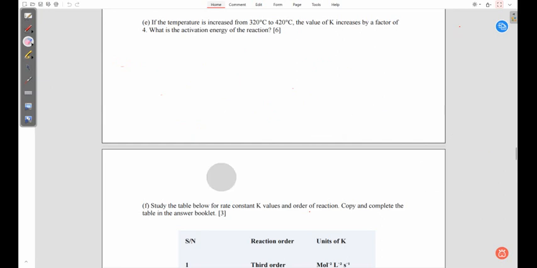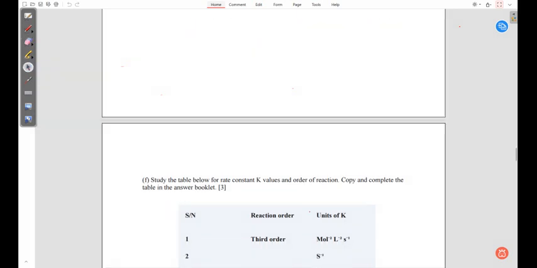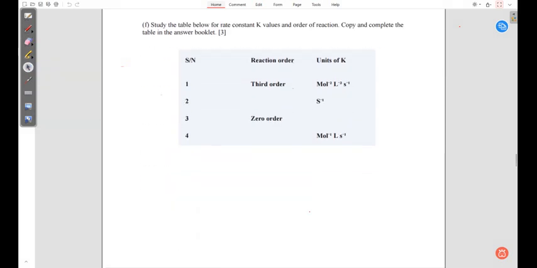Okay, that's how you handle Ea. And then finally, the last one under this question is where they want you to study the rate constant units in comparison to the order of the reaction. So I gave you a shortcut. I said molar raised to the power 1 minus n, second negative. This gives you the units. So for the first one, if you substitute, it's clear what you'd actually end up with.